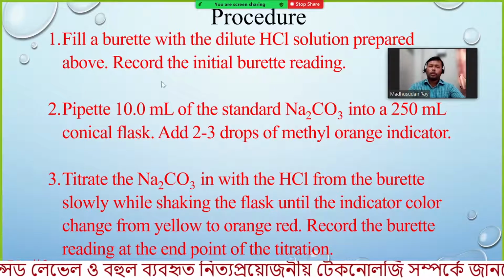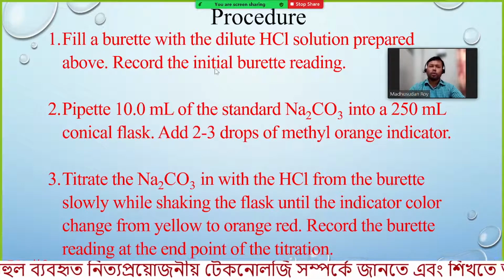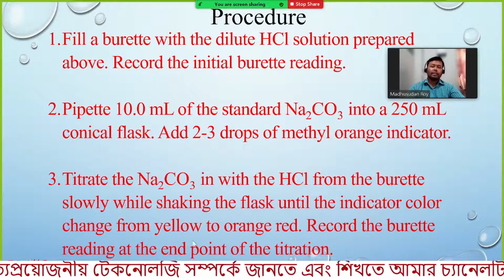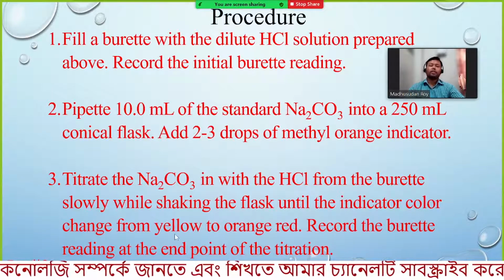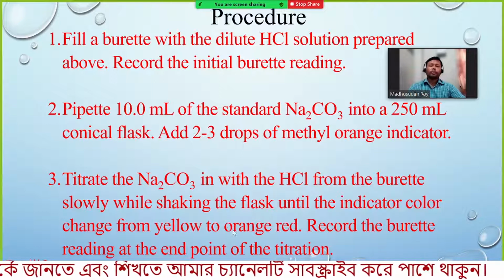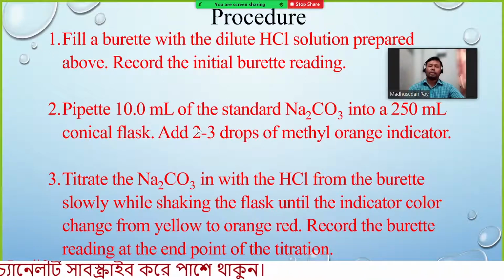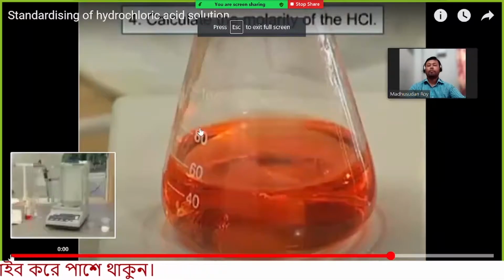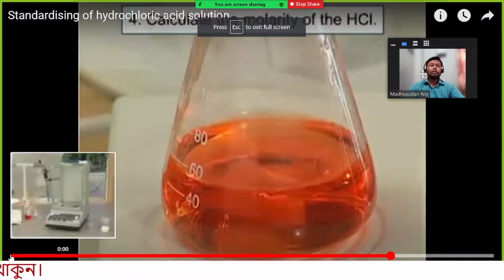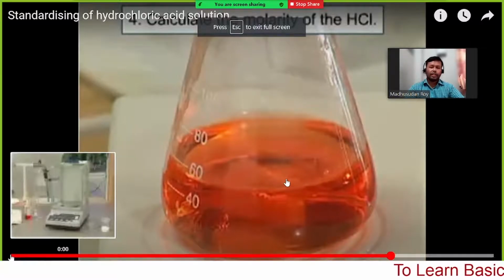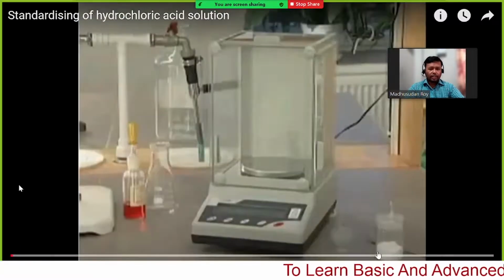So when you fill the burette, you have recorded one reading, the initial reading, and then when you have completed your titration, you have another reading. The difference between these readings gives the amount of hydrochloric acid you have added from the burette. Now we will watch the video of how we can do this, but one thing I will show you is the color of the solution, because in this video they have added a little bit more methyl orange.